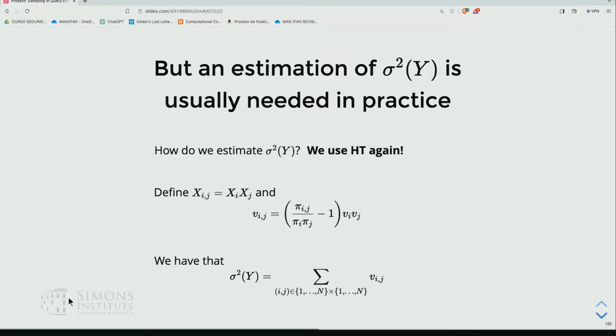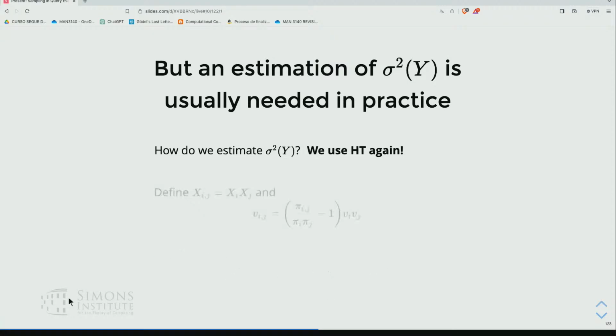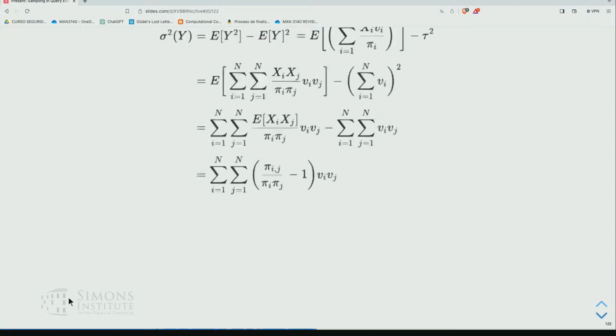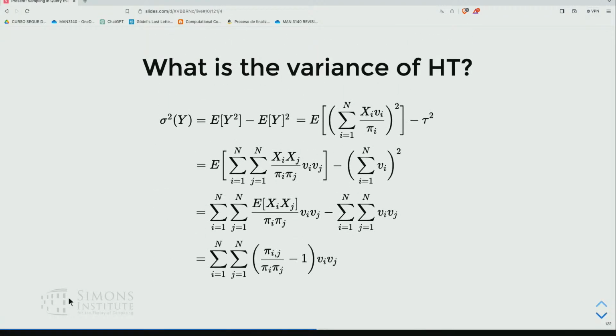And once I have that, I know that the variance is going to be the sum over all ij of these quantities that I have here. This is what I showed before, right? This is the variance, the sum over all these values here that I'm calling b of ij.